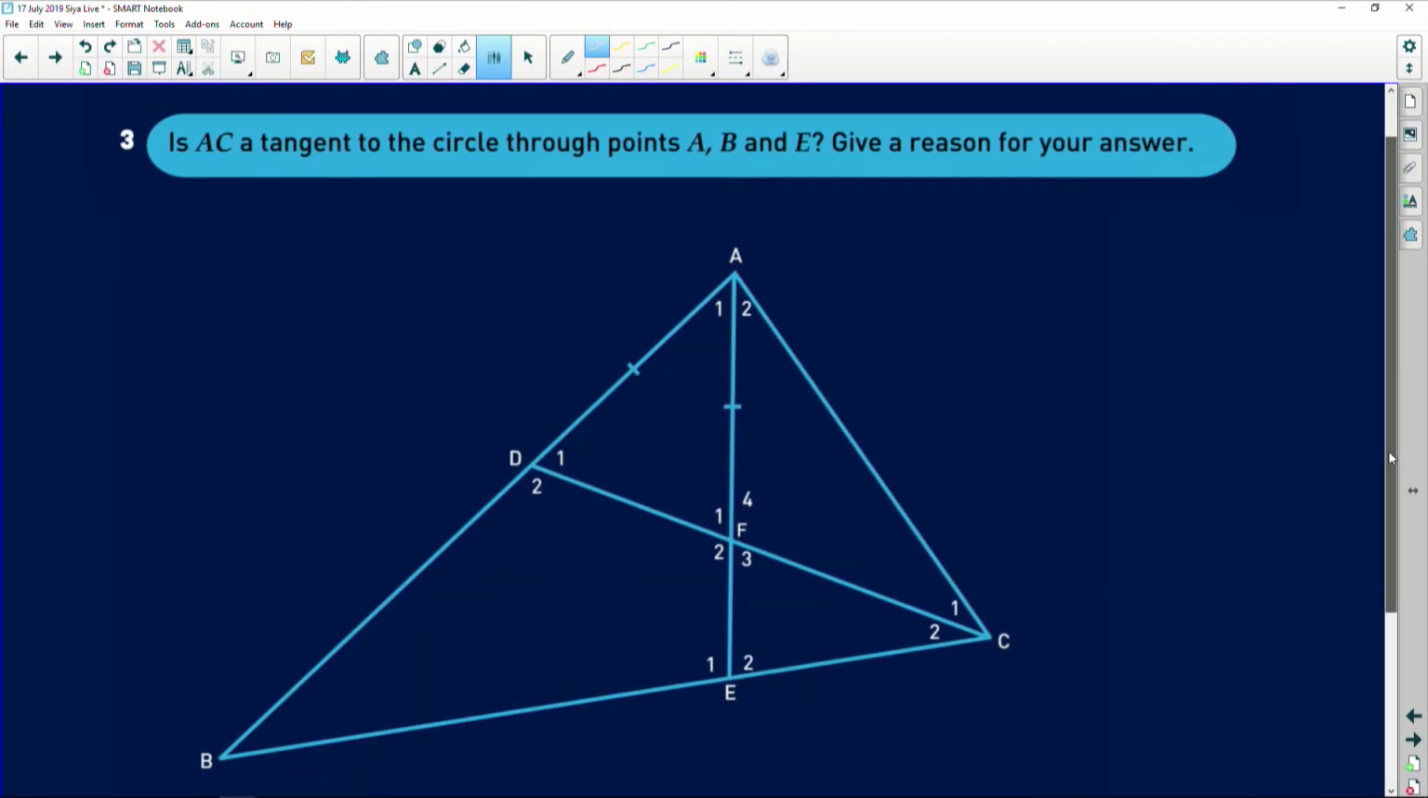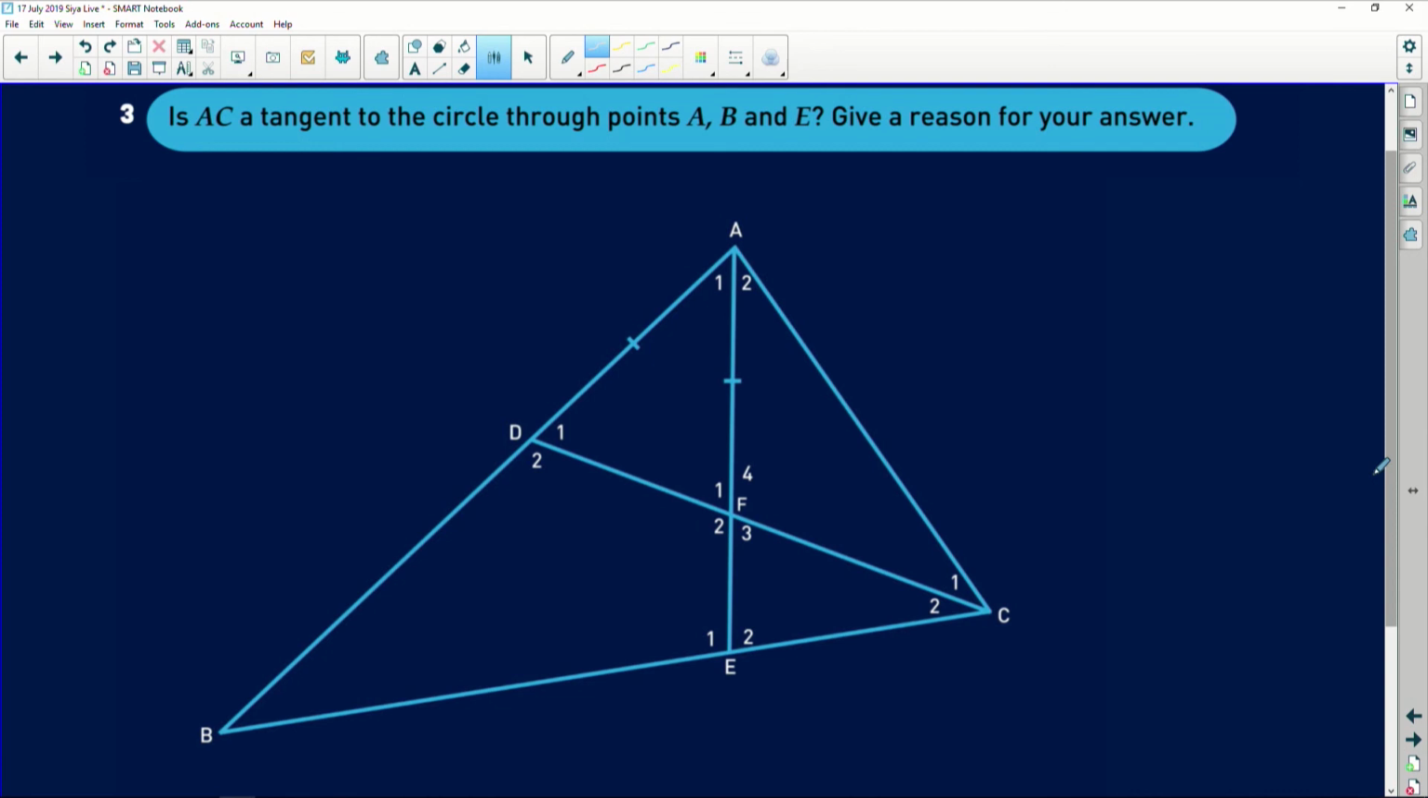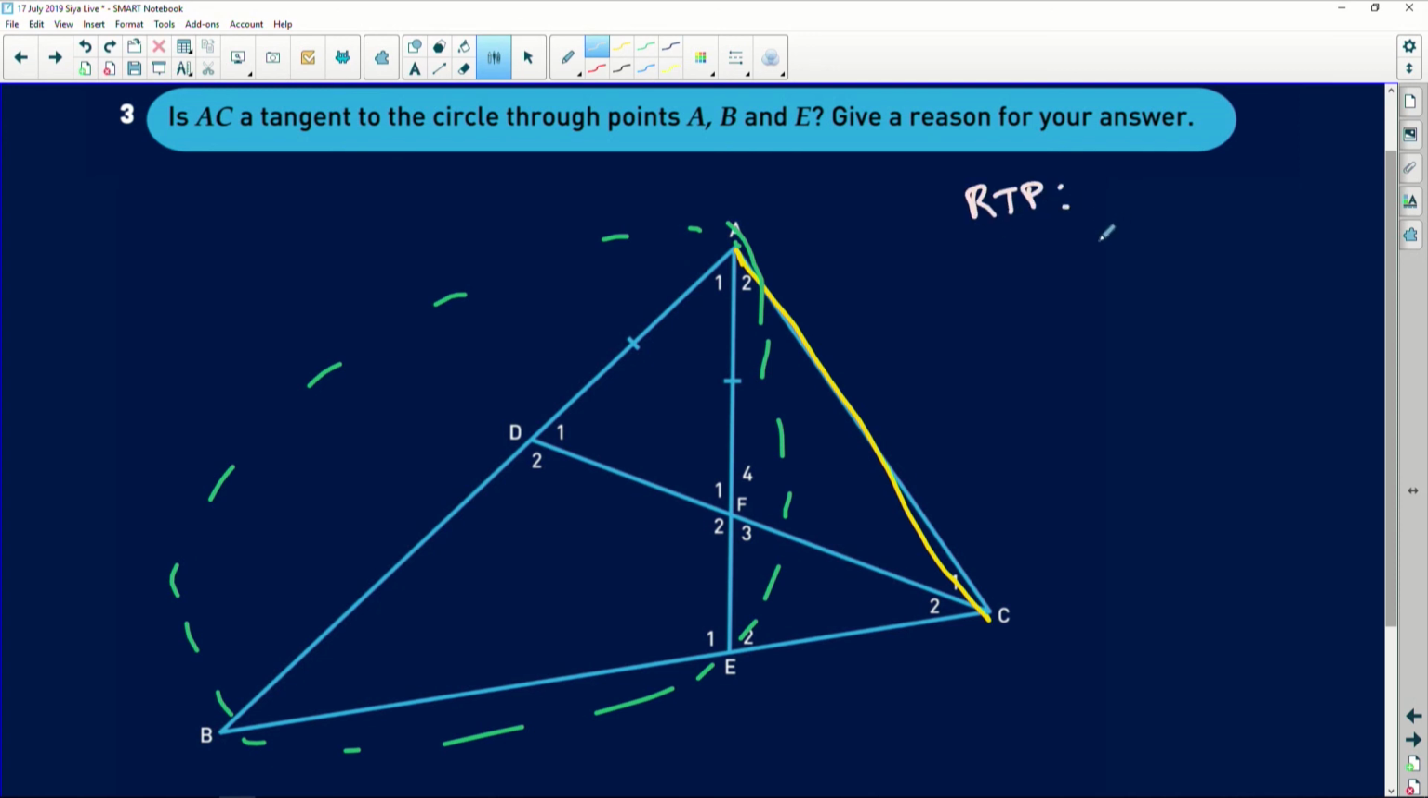So looking at this question, this is what I have. If I want to prove that AC, which is this length here, is a tangent to the circle through these three points, I will roughly draw it like that. It means my required to prove is that A2 is equal to angle B. So that's what I want to do.